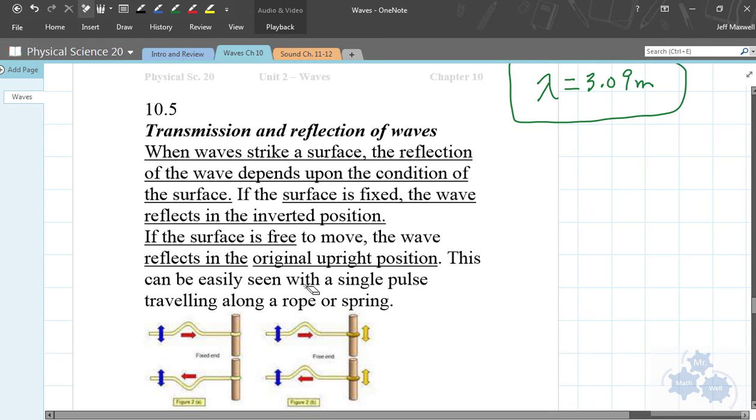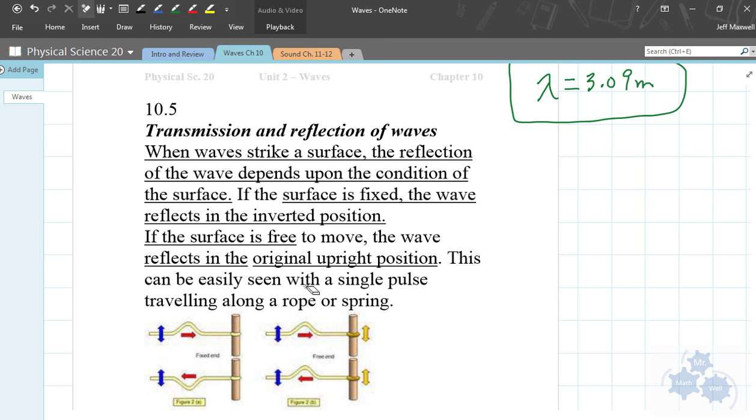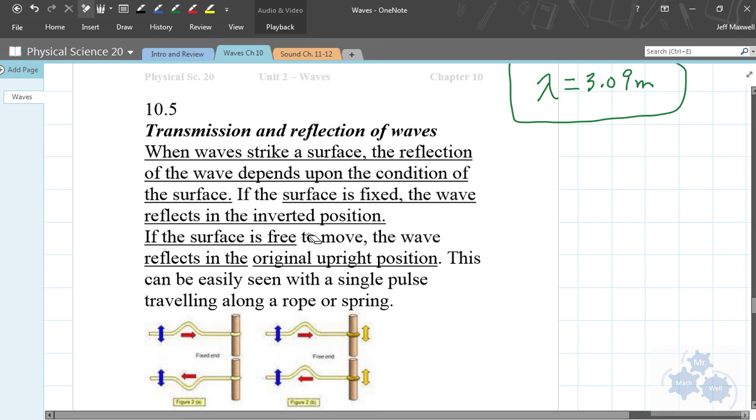So 10.5 in your textbook, we're talking about transmission and reflection of waves. Yesterday you did an activity using a slinky and a rope or a string tied to the end of the slinky. And we talked about different things. We talked about waves and their reflection. We talked about waves and their interference. So a lot of the stuff that we're talking about today, you should think back to that activity from yesterday and say, yeah, I actually did see that with that little slinky activity. So you want to take down these notes here.